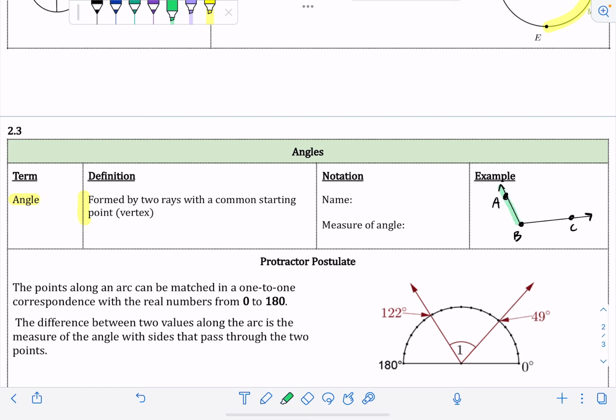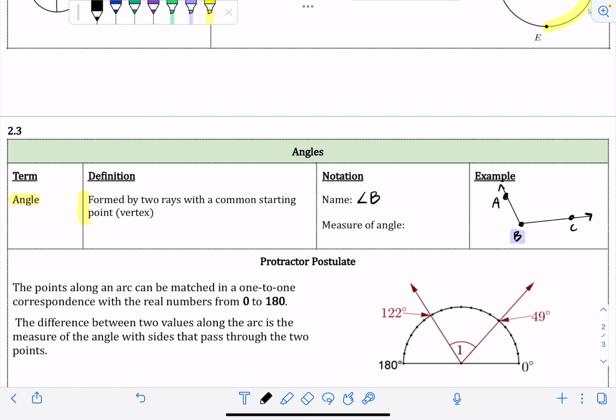There's ray AB, and then there's ray BC, and together they form an angle because they have a common starting point of B. So there's a couple different ways that we can name angles. For this one, we can name it by its vertex, which is always where the two rays meet. It's like the corner part of an angle. So we can call it angle B.